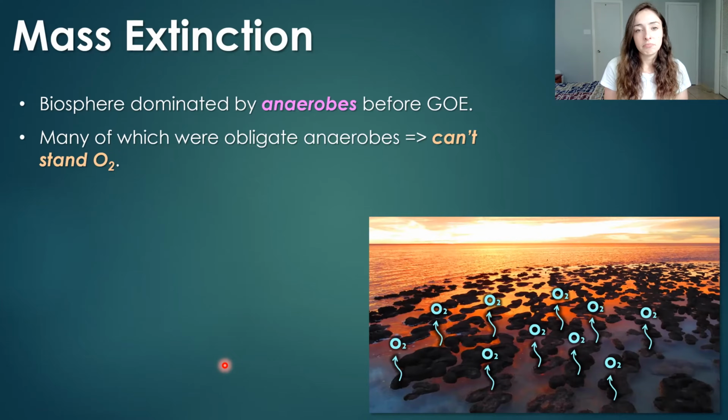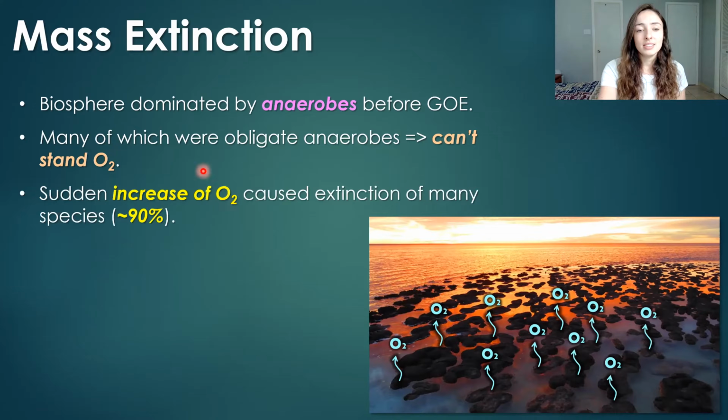So there was mass extinction due to the GOE, because before the GOE, the biosphere was dominated by anaerobes, many of which were not just anaerobes that didn't use oxygen, but also they were obligate anaerobes, meaning they just couldn't stand oxygen. It was toxic to them. And the sudden increase of oxygen during the GOE caused the extinction of many species, up to around 90%.